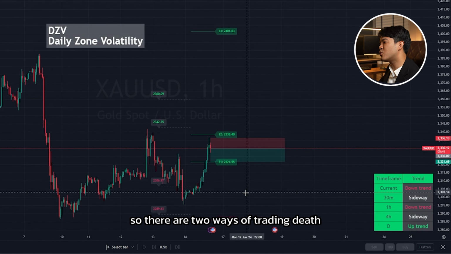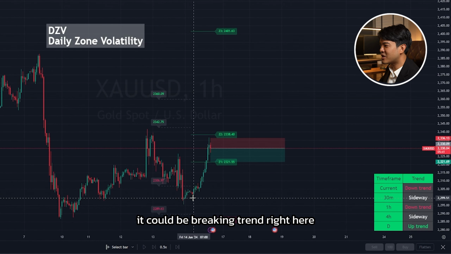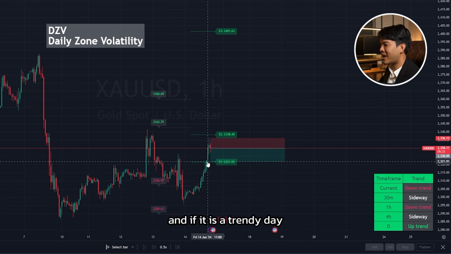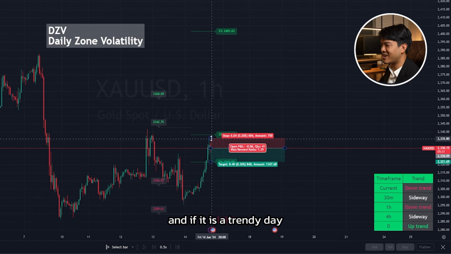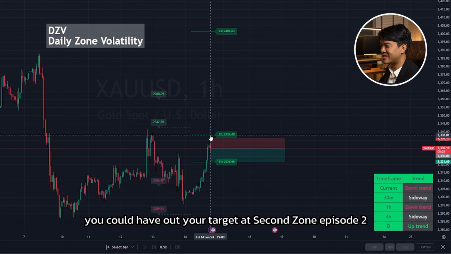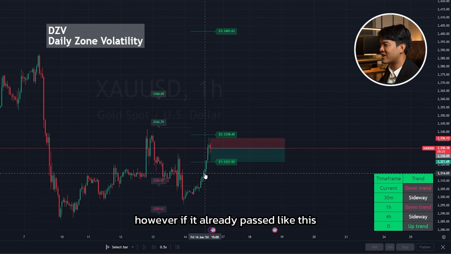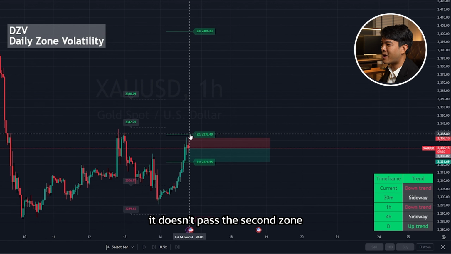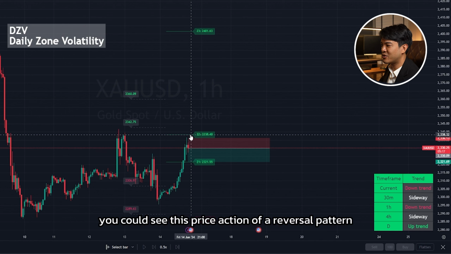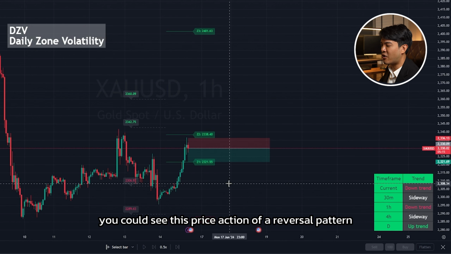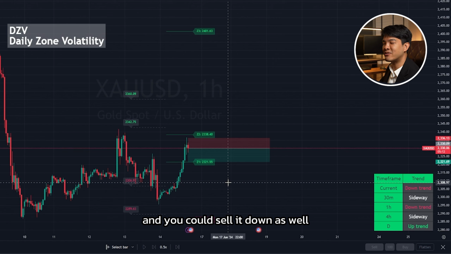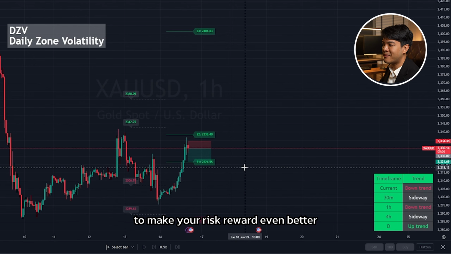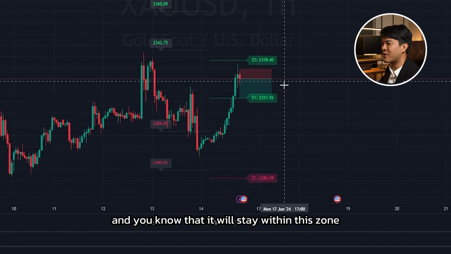So there are two ways of trading this. It could be breaking trend right here, and you can call this breakout. And if it is a trendy day, you could have your target at second zone, the zone 2. However, if it already passed like this, you know that usually it doesn't pass the second zone right here. You could see this price action of a reversal pattern, and you could sell it down as well. And you can go to a lower time frame to make your risk reward even better. And you know that it will stay within this zone.